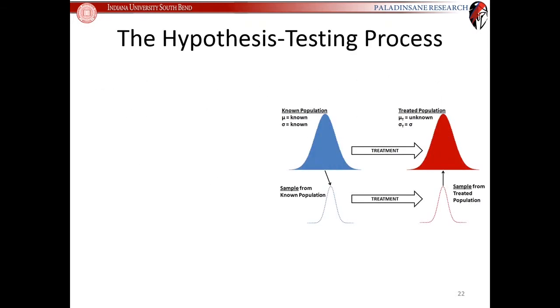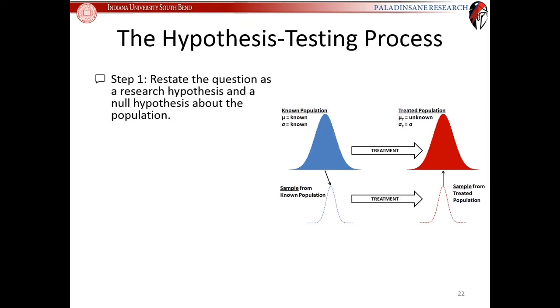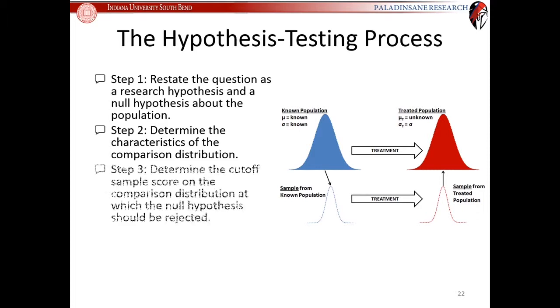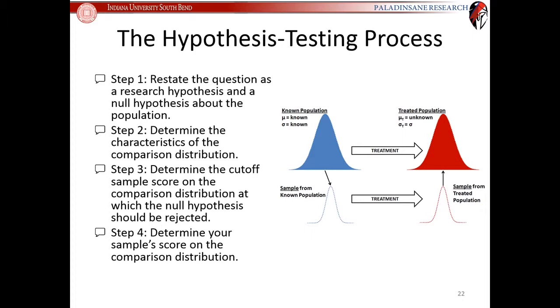All right, so the hypothesis testing procedure. So once again, we got that 5-step procedure. Step number 1, restating that question that we're interested in as a research hypothesis and a null hypothesis about the population. Step 2, determine the characteristics of the comparison distribution. Step 3, determine the cutoff sample score on your comparison distribution. That's your line in the sand. Step 4, determine your sample score on the comparison distribution. That's where your sample actually is. And then finally, step 5, decide whether you're going to accept or reject that null hypothesis.